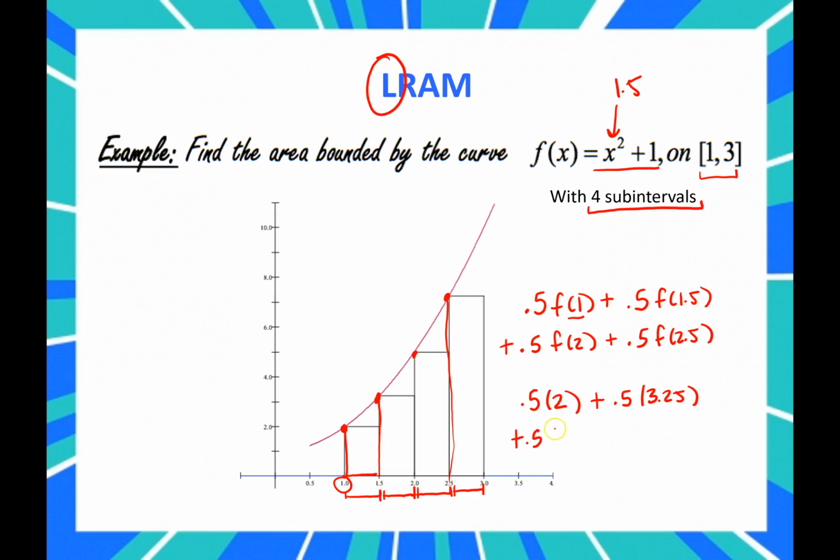plus 0.5. What do I get when I plug 2 into my equation? So instead of 1.5, I'm plugging in 2. Well, that's 2 squared plus 1, which is 4 plus 1, which is 5. So I'm just plugging into the equation. And last one is f of 2.5. Well, plugging 2.5 in now, I get 7.25.